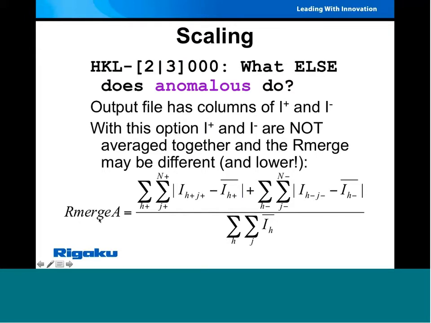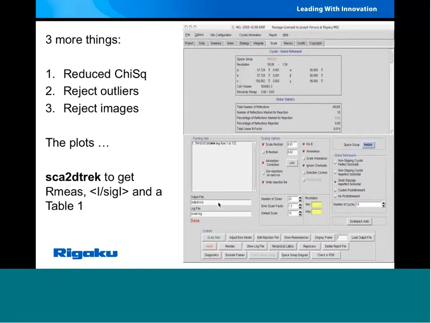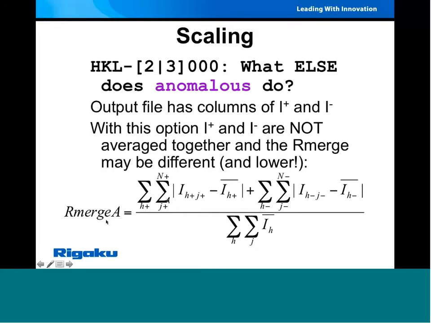signal for you. The other thing is that R merge anomalous is actually this equation where you compare the reflections that are designated plus with the average for that group of plus reflections. And you compare the reflections designated minus, here the HKL H minus, with the average, that's H minus. So this value is always lower than R merge, where you have these things together. I'll just call this R merge anom. It's always lower.